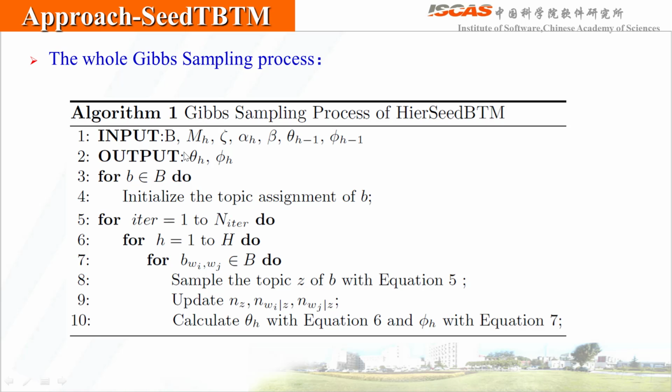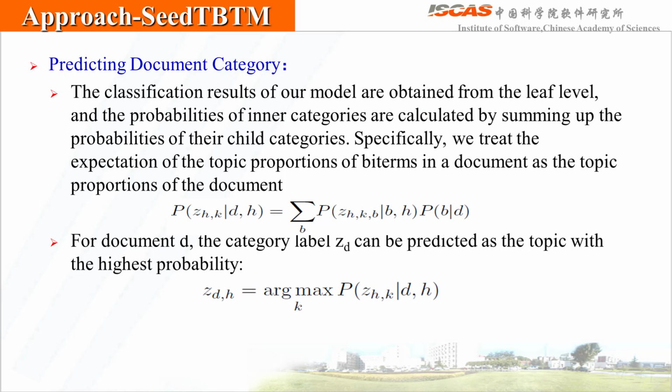For each iteration, we iteratively sample all biterms in each level and update theta and phi to the lower level. The classification results of our model are obtained from the leaf level, and the probabilities on the ancestor categories are calculated by summing up the probabilities of the descendant categories. Especially, we treat the expansions of topic propagations of biterms in documents as the topic proportions of the document. For document D, the category label Z can be predicted as the topic with the highest probability, as the equations show.